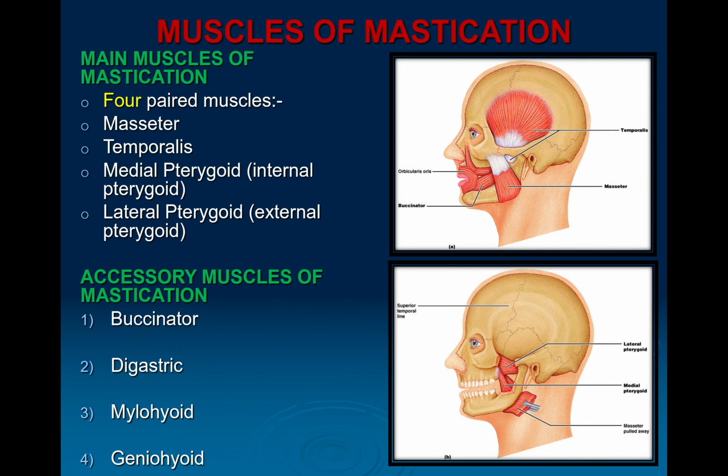There are four main muscles of mastication, which include 1. Masseter, 2. Temporalis, 3. Medial pterygoid or internal pterygoid, 4. Lateral pterygoid or external pterygoid. Accessory muscles of mastication include 1. Buccinator, 2. Digastric, 3. Mylohyoid, 4. Geniohyoid.